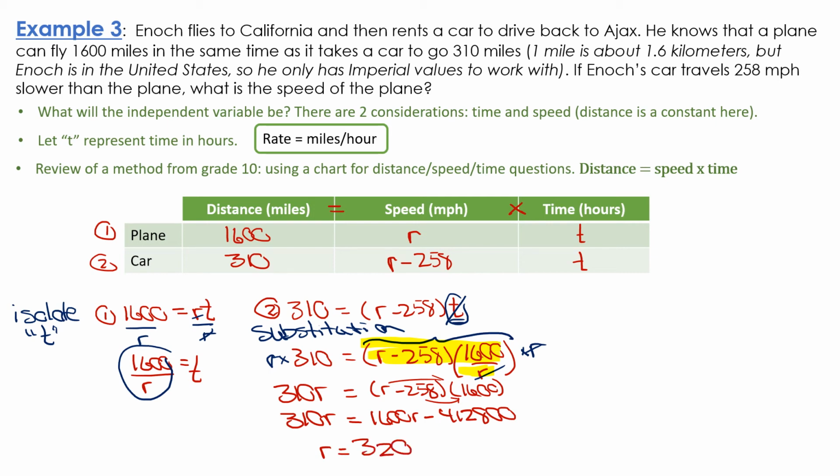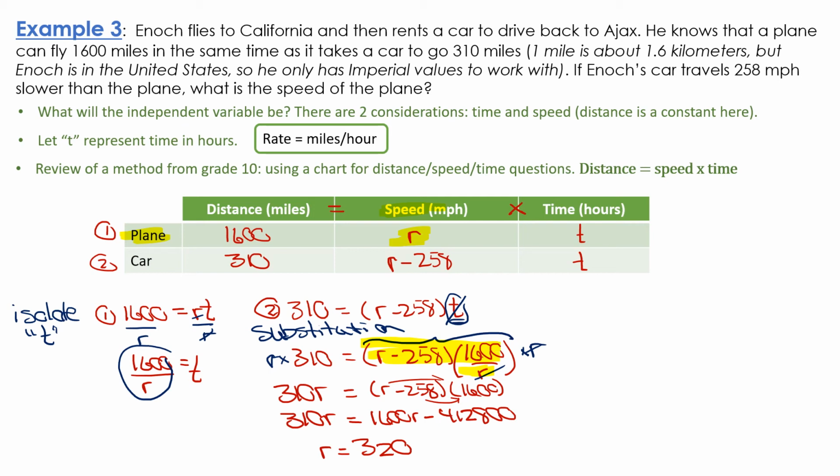So what does that mean? Go back to your chart. What did r represent? What does r stand for? So here's our r. R represents the speed of the plane. So therefore, the speed of the plane is 320 miles per hour. And oh, that's all we had to do.